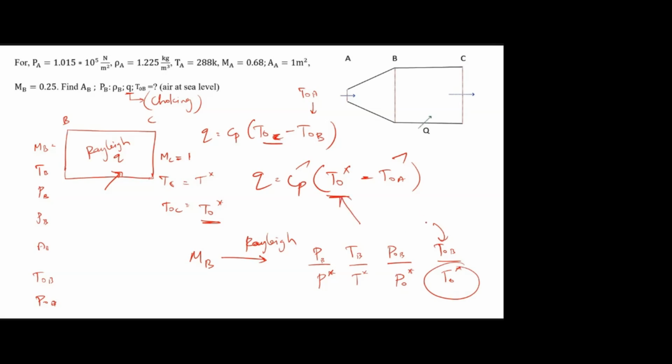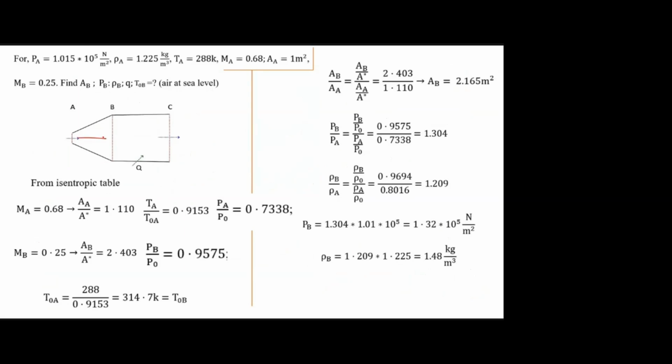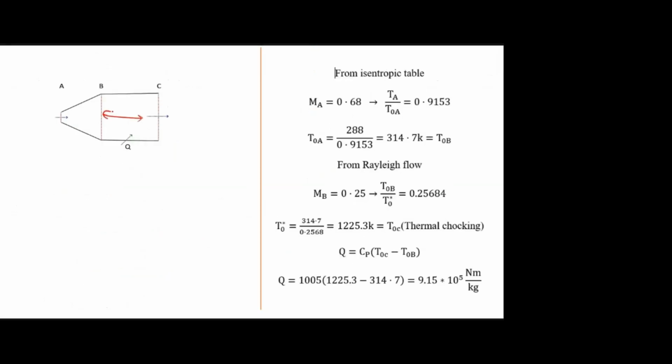Is it clear? So this is completely isentropic using MA and MB. I'm taking all the ratios and finding all the static properties. This is the normal procedure. Now in the second duct, this is my formula, so here I need T naught star. Using MB, go to the Rayleigh table, you can find T naught B by T naught star. T naught B is equal to T naught A. Substitute, you'll get T naught star. So Q is 9.15 times 10 power 5.